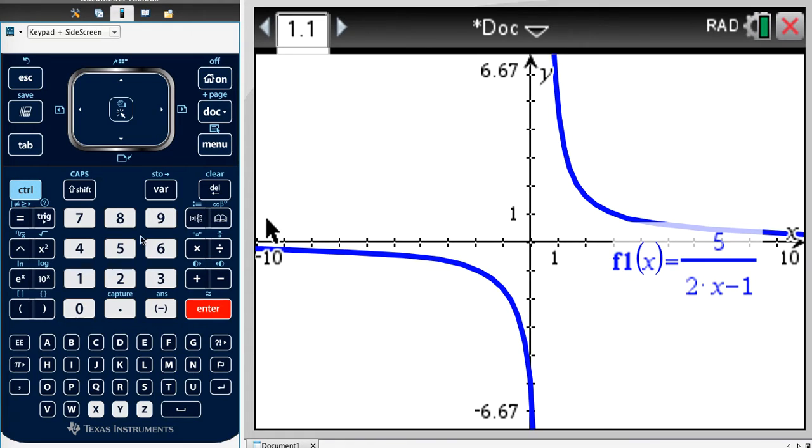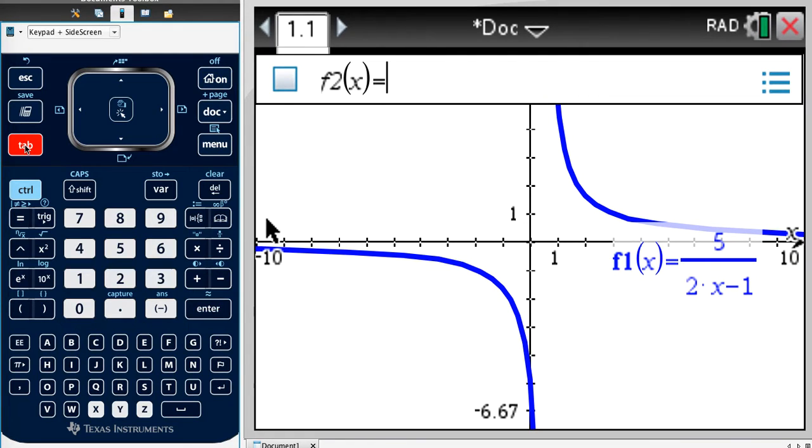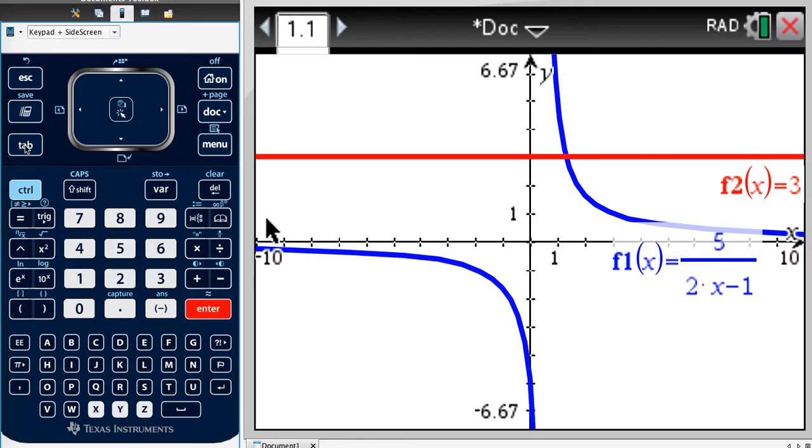Then press Tab to enter a new graph, and we're going to now do y is equal to 3. As I said before, you're trying to figure out when is 5 over 2x minus 1 less than 3? When is that less than y equals 3? So basically, when is the blue curve lower on the page, below the red curve? You can see it's below it from here onwards. If I go from wherever this x value is, to the right, then the blue curve is always going to be below the red curve.